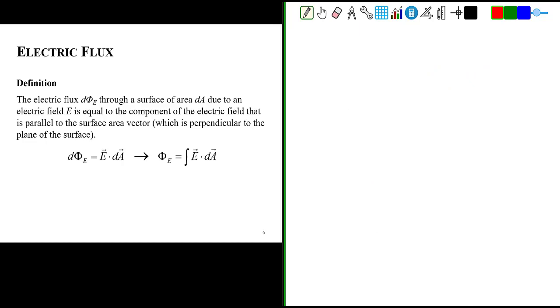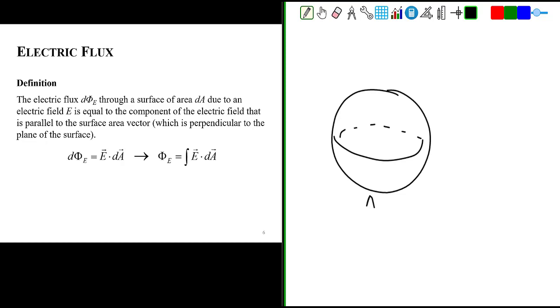The electric flux through a surface of area dA, so this is our area differential. And actually, let's go ahead and draw this out for a sphere as we are talking. So this is a sphere of total area A, but if we look at a tiny surface area differential, dA, for that tiny spherical rectangle, we're going to get a tiny amount of electric flux passing through that surface. That electric flux is given by the surface integral of the electric field.